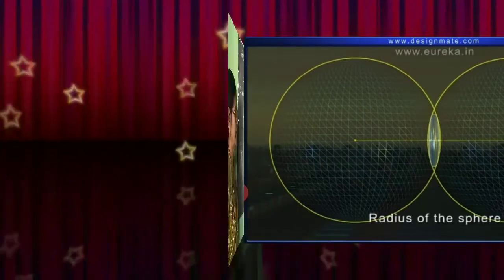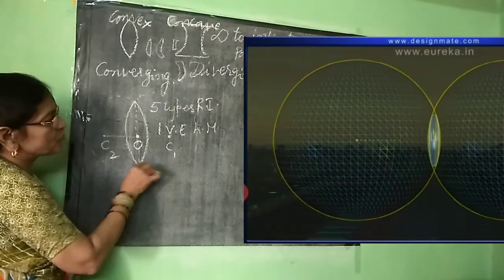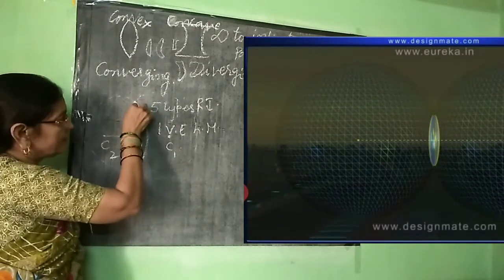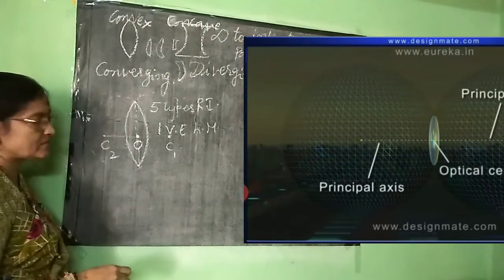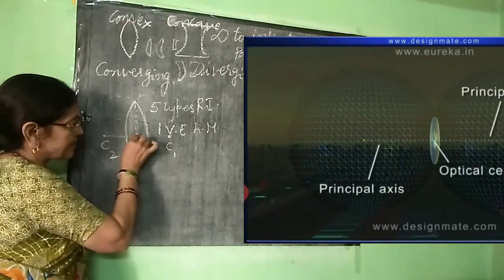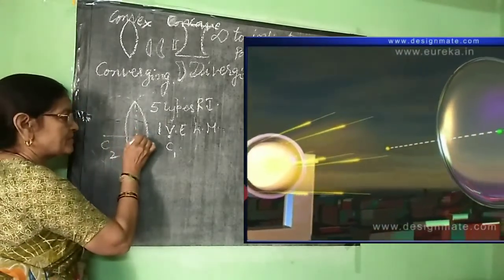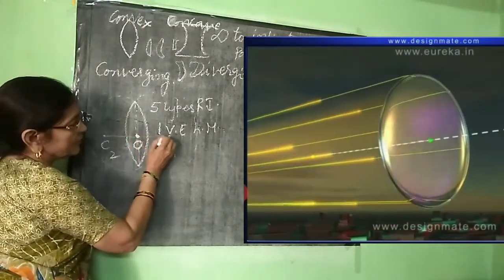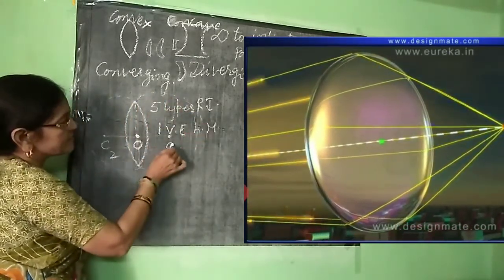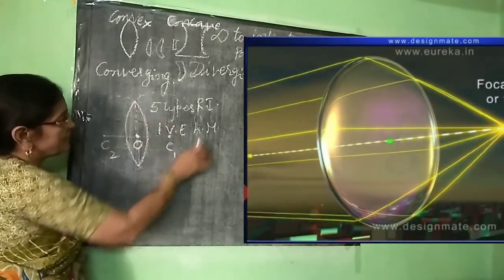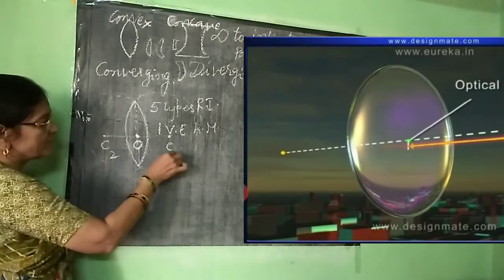These are different types. Important terms are, since these are a part of two spheres, exactly at the middle we will be drawing a line which is known as axis. The midmost point of this axis is known as optical center. And from this optical center till the center of this sphere is called the center of curvature for this sphere, and it is C1, C2.